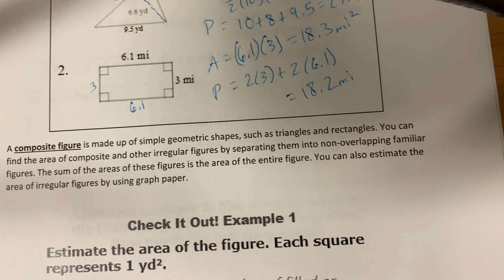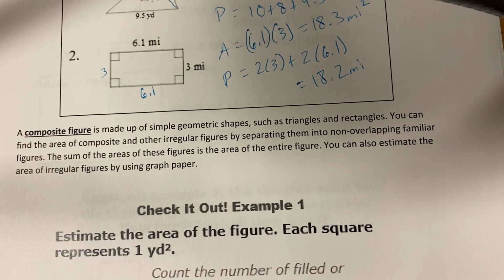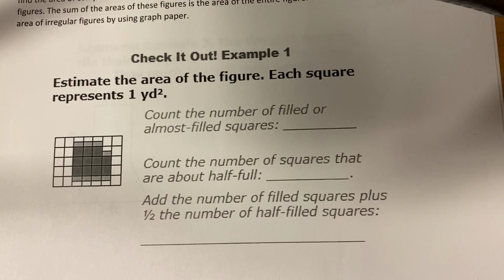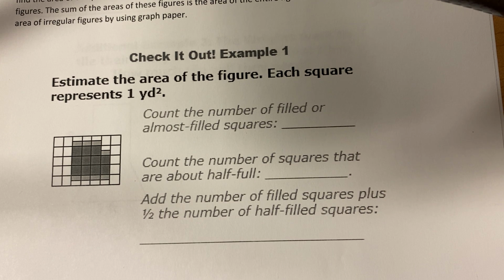All right, so a composite figure is made up of simple geometric shapes such as triangles and rectangles. You can find the area of composite and other irregular figures by separating them into non-overlapping familiar figures, and the sum of the areas of these figures is the area of the entire figure. You can also estimate the area of irregular figures by using graph paper. So let's look at this first one. If you were in my class, I'd say, try this on your own, see what you can do, and we're going to go over it. So pause the video.